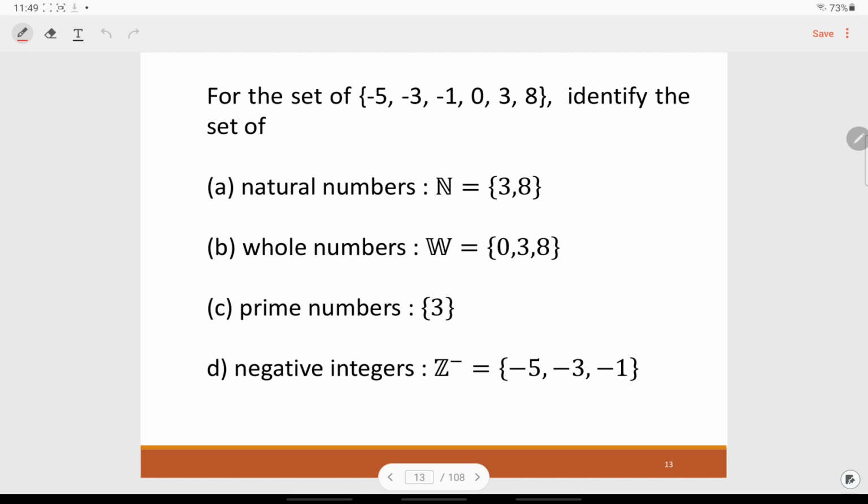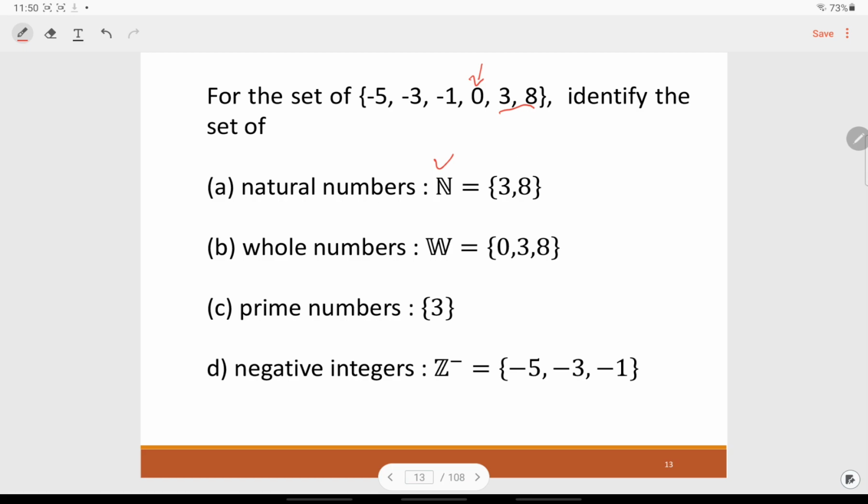Alright, so we consider the following example. We are given one set, and our task is to identify the following sets. The first set is natural numbers. Based on the given set, obviously we have 3 and 8 as the natural numbers, and for the whole numbers we have an additional entry which is 0. We have 0, 3 and 8.